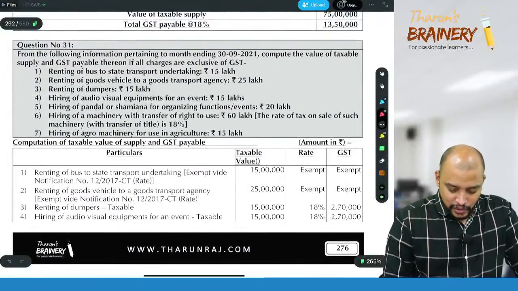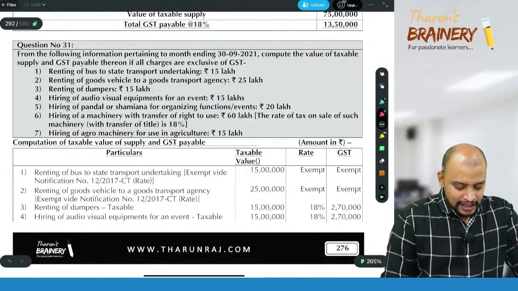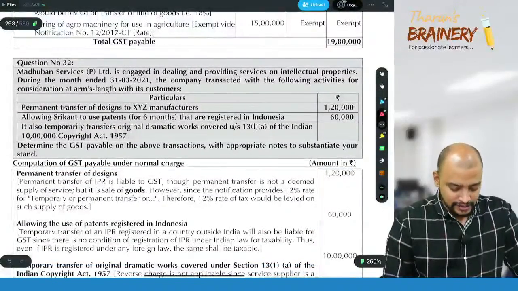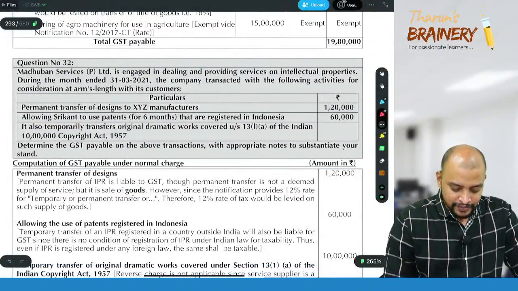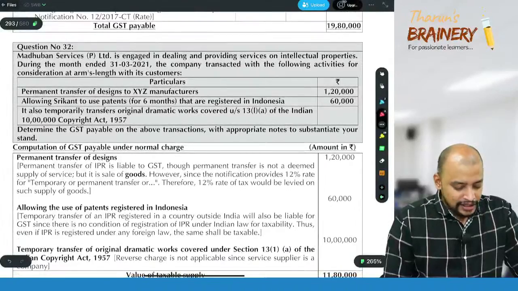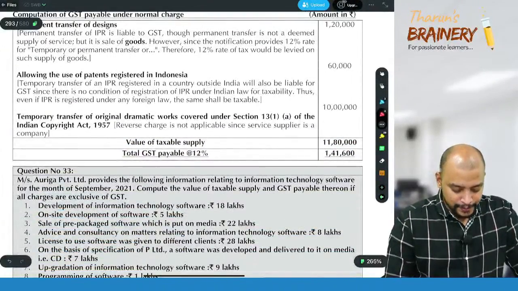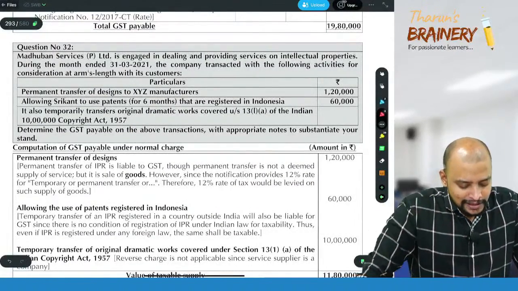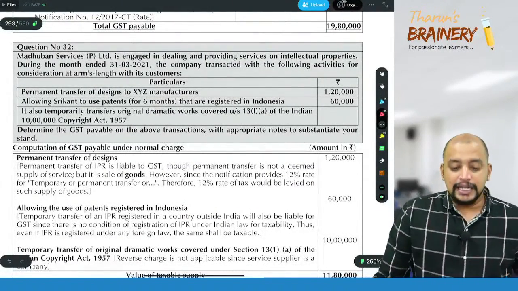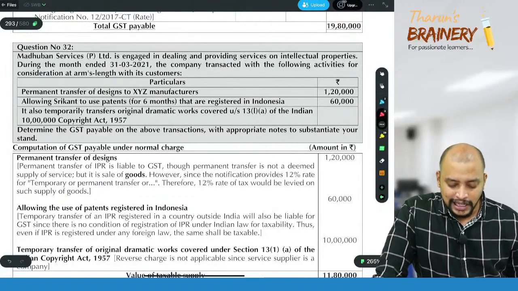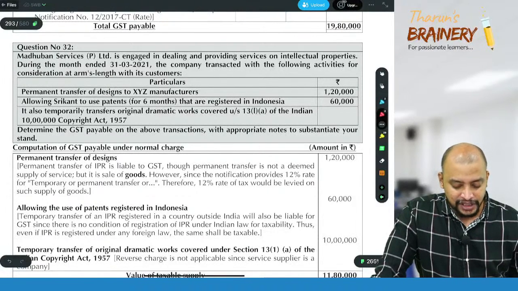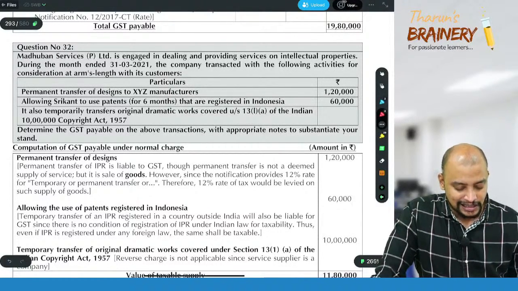Then this question number 31 is renting. Okay, you go through that because that renting is normal only. Then 32, you see, 32. Madhuban Services Private Limited is engaged in dealing and providing service on intellectual properties. During the month ended 31/3, the company transacted with the following activities for consideration at arm's length.